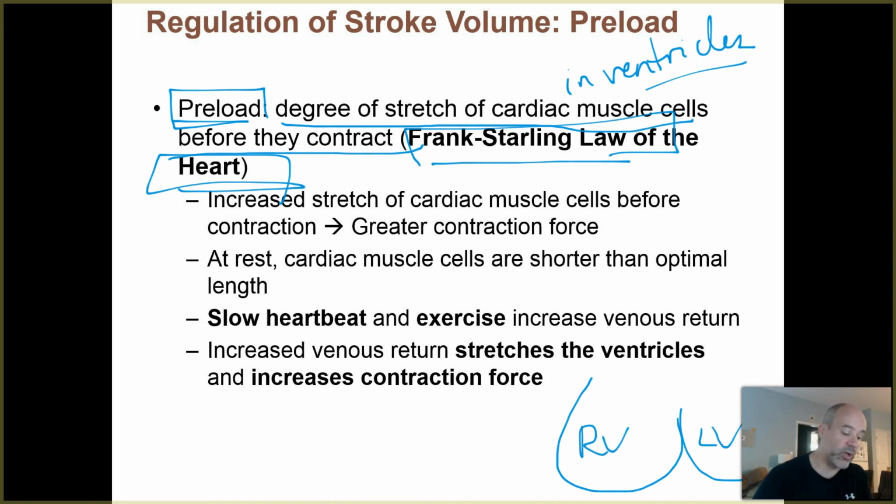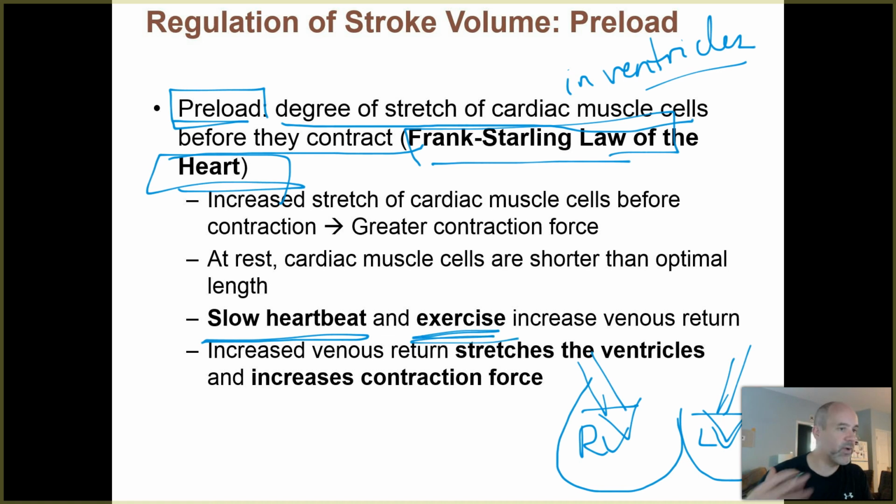If you have a slower heartbeat, if it takes longer, you have a longer gap between heartbeats, you're going to have more passive filling of your left ventricle and your right ventricle. Your AV valves are going to stay open longer and allow blood to flow by gravity into your right and your left ventricle. That's one thing.